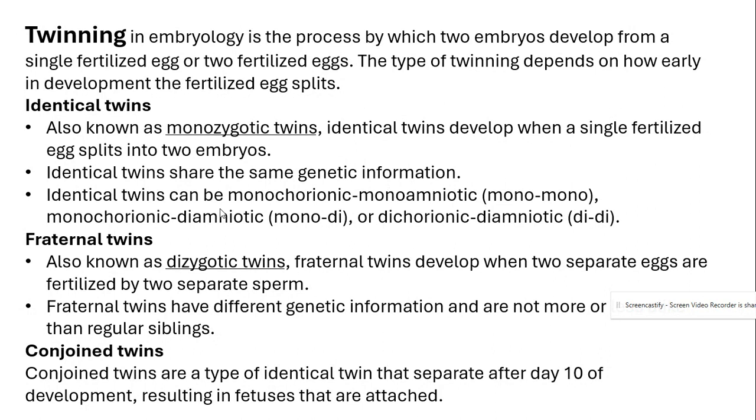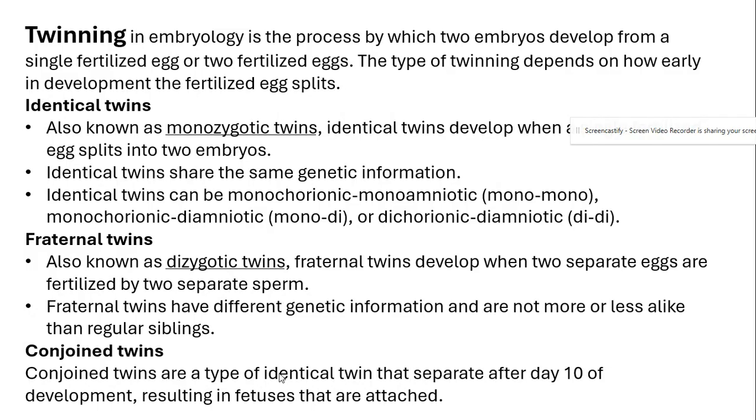Also known as dizygotic twins. Fraternal twins are also called dizygotic twins. Fraternal twins develop when 2 separate eggs are fertilized by 2 separate sperm. Okay. Fraternal twins have different genetic information and are no more or less alike than regular siblings. So they're not identical. They're fraternal twins.